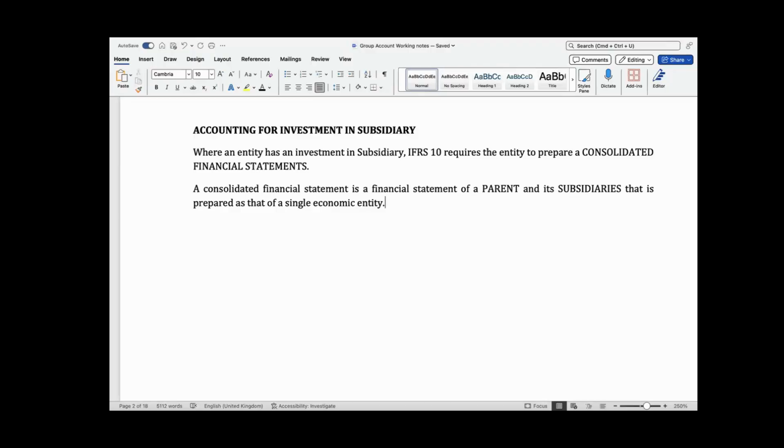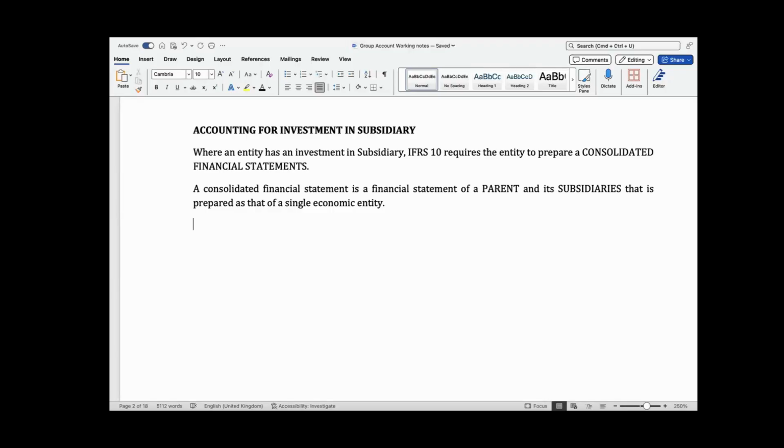So when you have investment in subsidiary, IFRS 10 says make sure you prepare consolidated financial statement. You have to prepare consolidated financial statement. And when we say consolidated financial statement, we are talking about you preparing financial statement of the parent and its subsidiaries. Even though for you guys, I'll be teaching you a situation where the parent has only one subsidiary. But we want to prepare it as if it is that of a single economic entity. So basically, that's what we just want to do: how to prepare those draft financial statements as if it is that of a single economic entity. So we'll show you how to do that. Hopefully, starting from today, I would show you how to achieve that. Okay.